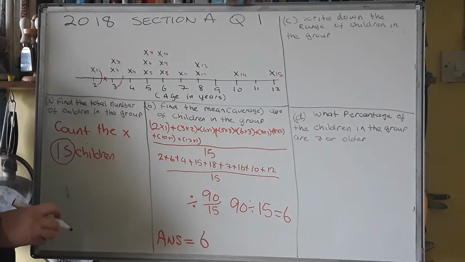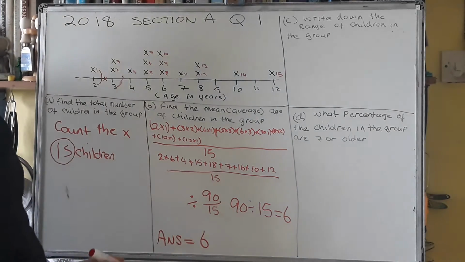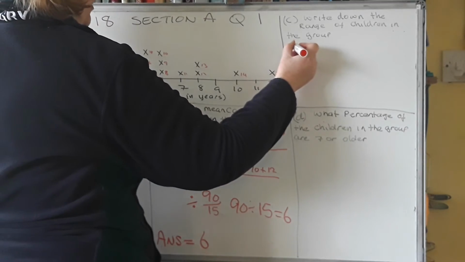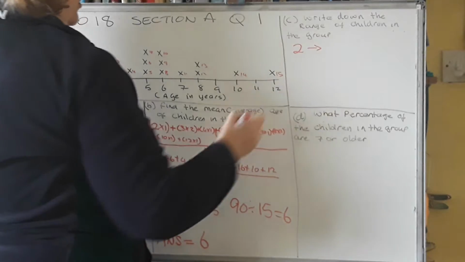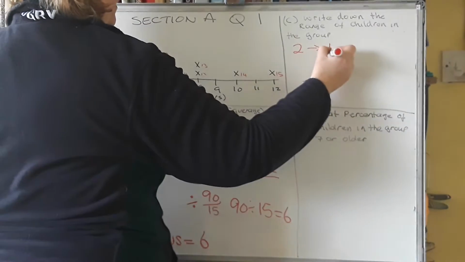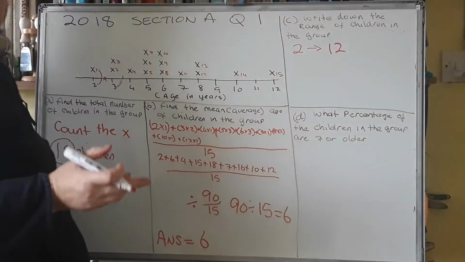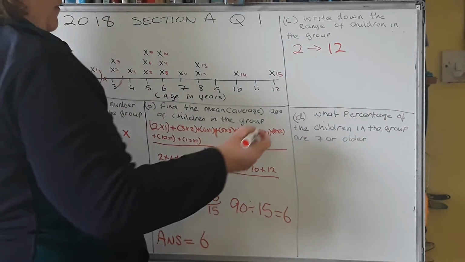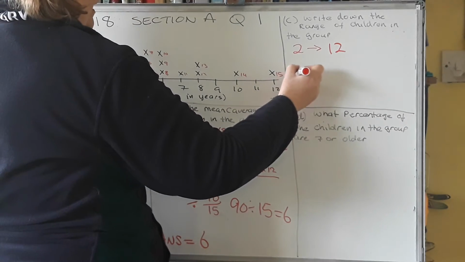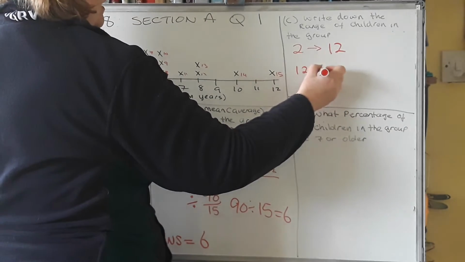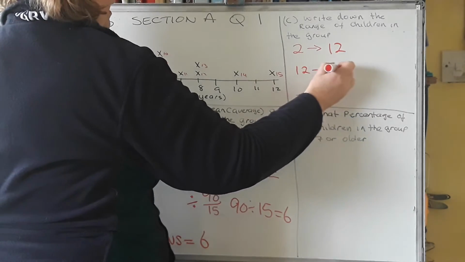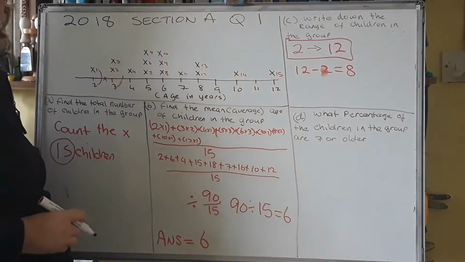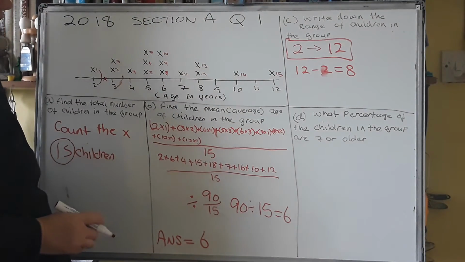Now, write down the range of ages of the children in the group. The range of ages of the children in the group is what's the youngest, 2, to what's the oldest, 12. And if you leave it at that, that's the answer that's in the back of the book. That seems to be fine. You can take it one step further if you want, and take the big number and subtract the small number, and you get 8. But if you leave it like that, that seems to be a perfectly acceptable answer for foundation level.